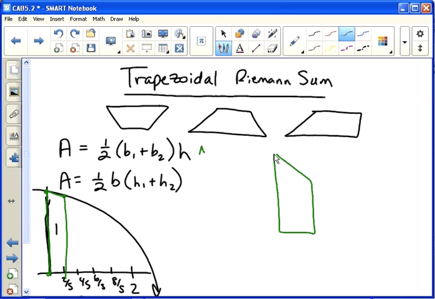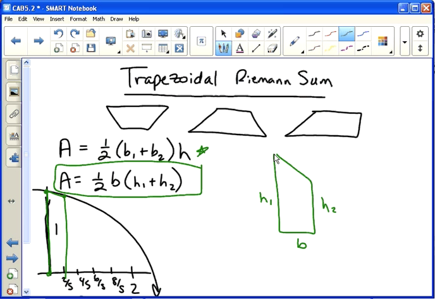This is the more traditional form, 1/2 times base 1 plus base 2 times the height, or they may say 1/2 times the height times base 1 plus base 2, but that's the same thing. But since we're doing them on their side, it's going to be more helpful for us to word it as this second one. So this is the one we're going to focus on. The area is 1/2 times the base times height 1 plus height 2. Because here's our base, this would be height 1 and height 2.